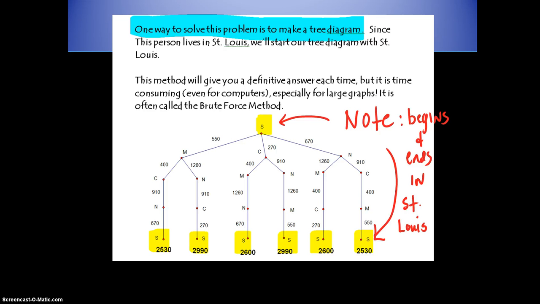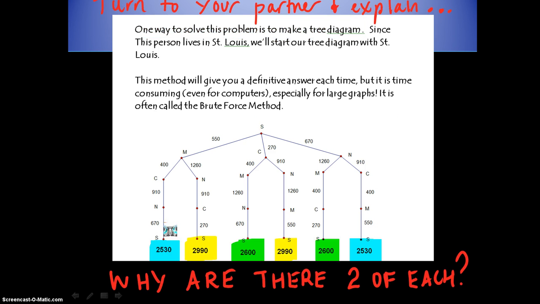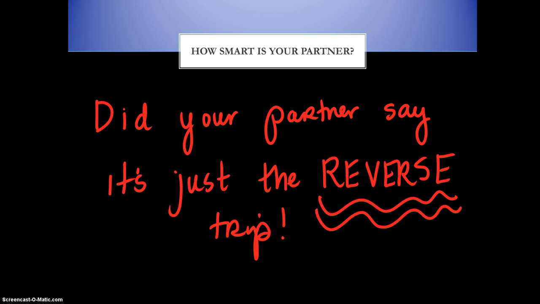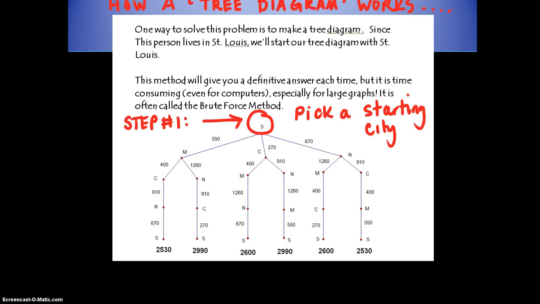So the things I want you to notice is this is the city you start in, it's St. Louis. And then notice that when the problem ends, you're also in St. Louis. So don't forget to end in St. Louis. Another thing you might notice is that when you're done, you're going to get 2 pairs of similar answers, and do you know why? If you take a look, it's just the same routes and they're the reverse of each other.